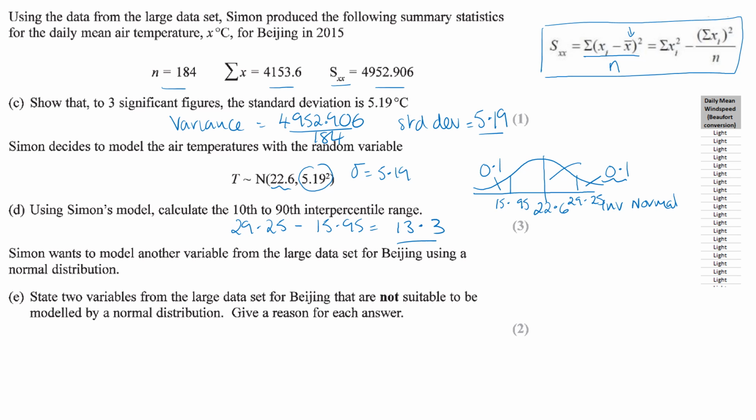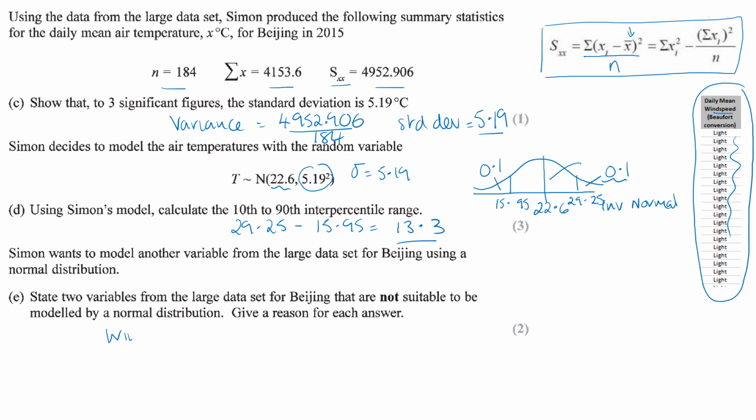which gives you 13.3. Simon wants to model another variable using the large data set. State 2 variables from the data set which are not suitable. Well, I've just got here a section from the large data set which measures wind speed using the Beaufort scale, and you can see all the data is word data.